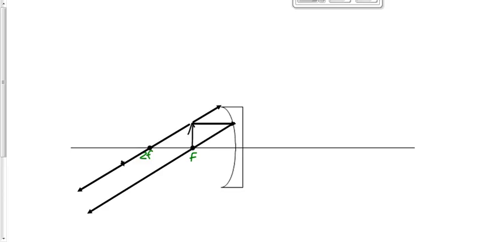What do you see here? These two rays don't intersect. Let's extend them backwards. Well, they're parallel. They're not going to intersect back here either, right? We get no image.